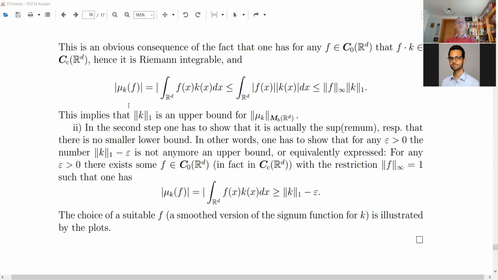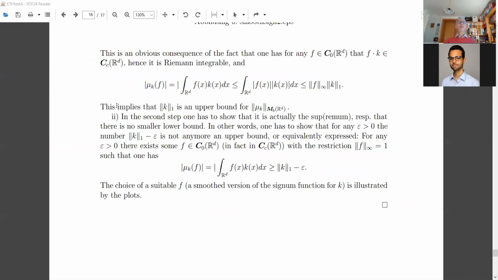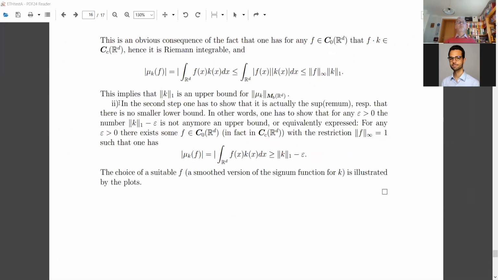Now we have to show, exactly in the spirit of the previous one, that there is no better bound. So if somebody would say, well, maybe I can find an upper bound for all these integrals, which is a little bit less, so the L1 norm of k minus some positive epsilon.